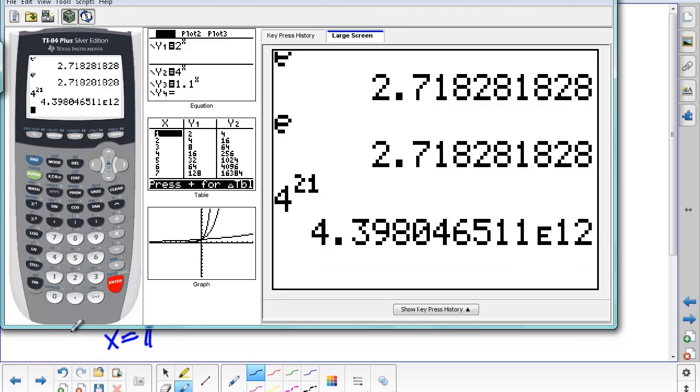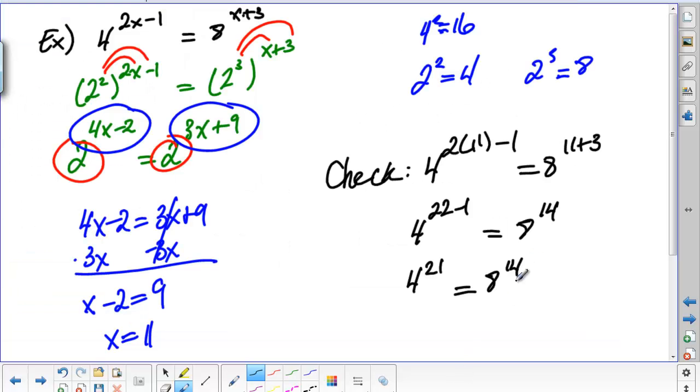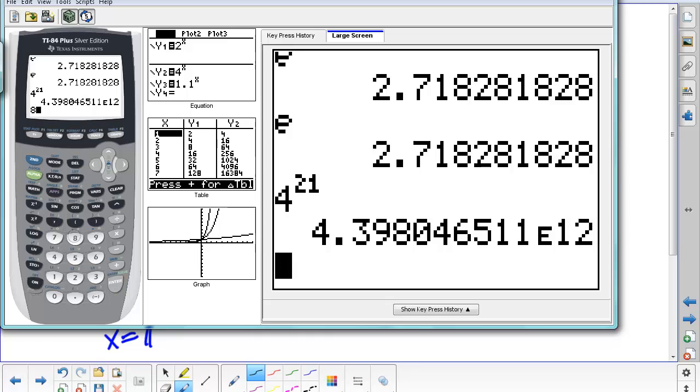Okay. Now, what does that say? Looks like a decimal value, but it's really not. It's actually in scientific notation. That e is the same as saying 4.398 times 10 to the 12th. So if you think back to your science classes, scientific notation. And the best way to handle this, okay, 4 to the 21 is that. What's 8 to the 14th?